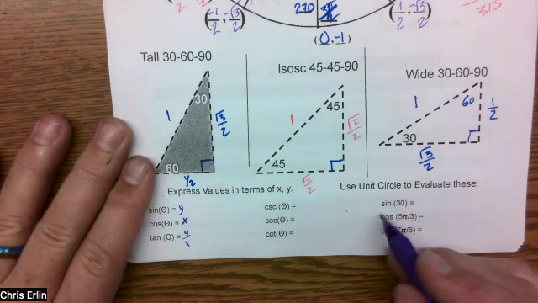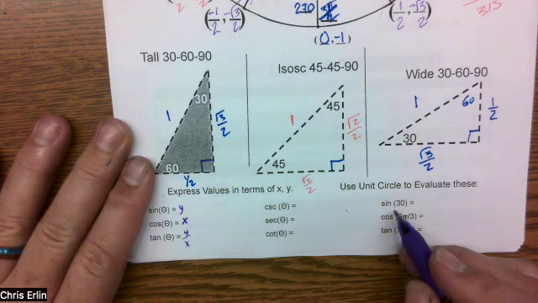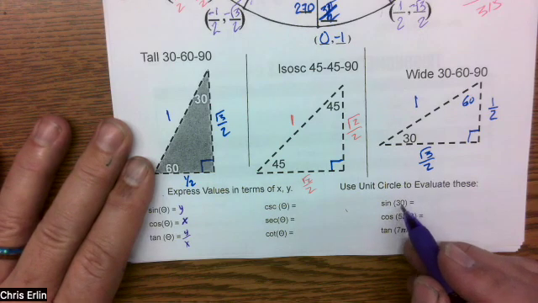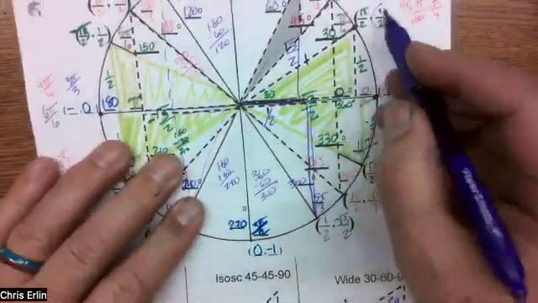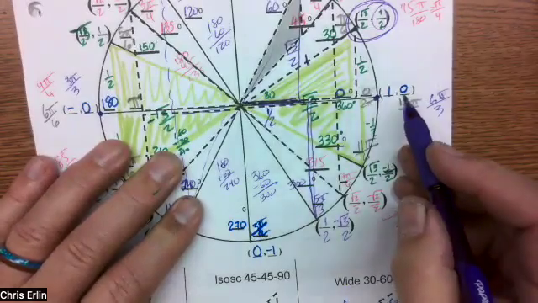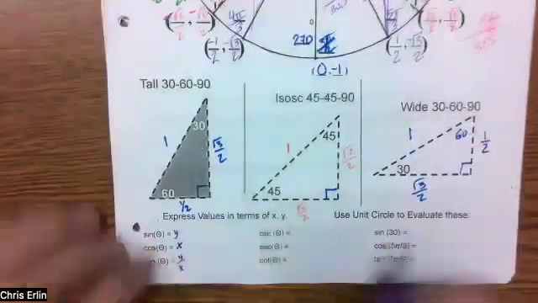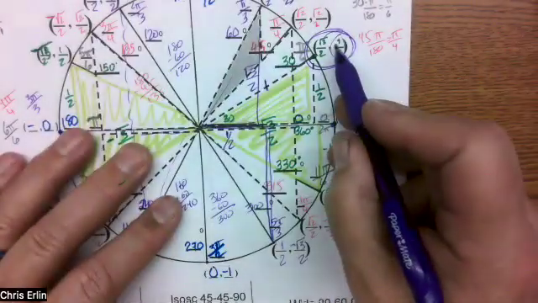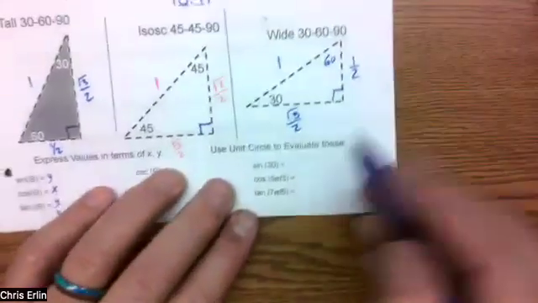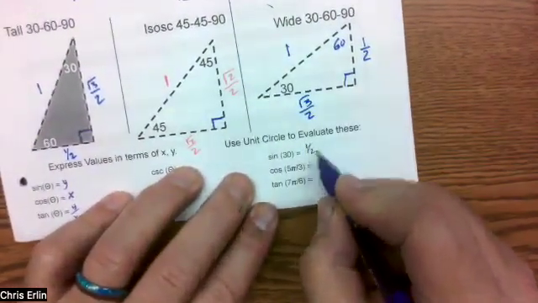Now, what that means is if I want to evaluate sine of 30, all I have to do is look on my unit circle for 30 degrees. There it is. It's this triangle. It stops here. This is the thing I care about. And then I'm saying sine. The sine is y. So my y is 1/2. So the sine of 30 is 1/2.